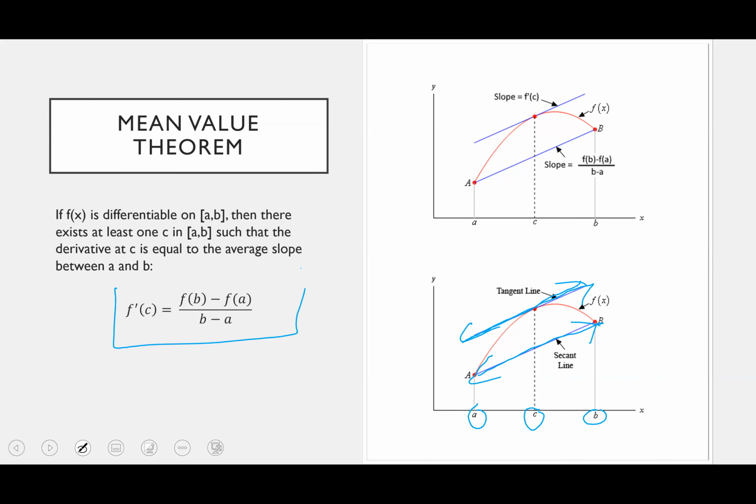I can write that like this. Our derivative would equal our average slope. As long as we are differentiable on A and B, this will be true for at least one point c. Now, it is possible for this to be true for more than one point c. So here's my secant line between A and B, and then here's my function in red. I'm going to have two c's, c1 and c2, where the line tangent to our function is parallel, which means it has the same slope as our secant line here in blue.